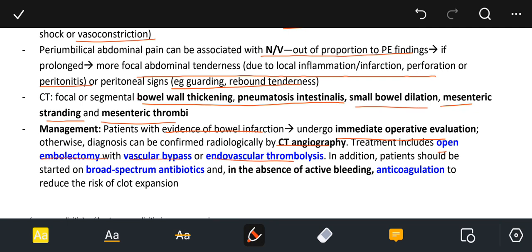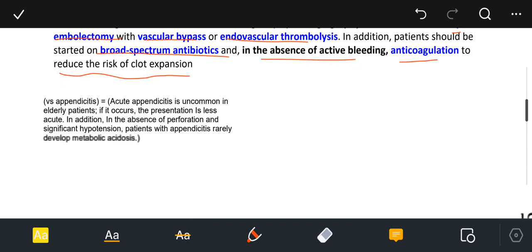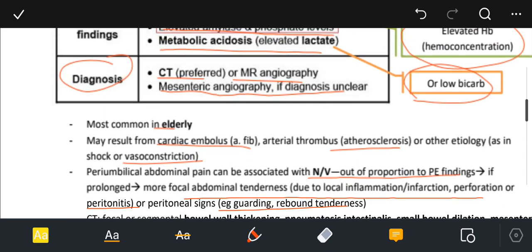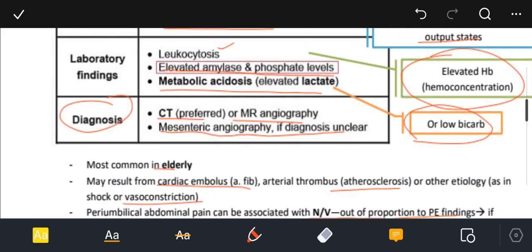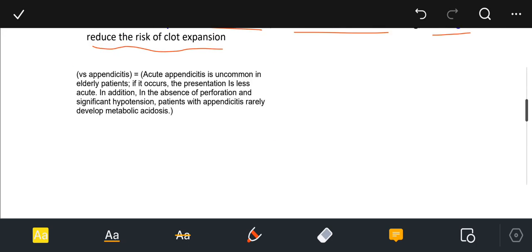In addition, patients should be started on broad spectrum antibiotics and, in the absence of active bleeding, anticoagulation to reduce the risk of clot expansion. So we have to differentiate acute mesenteric ischemia from appendicitis.